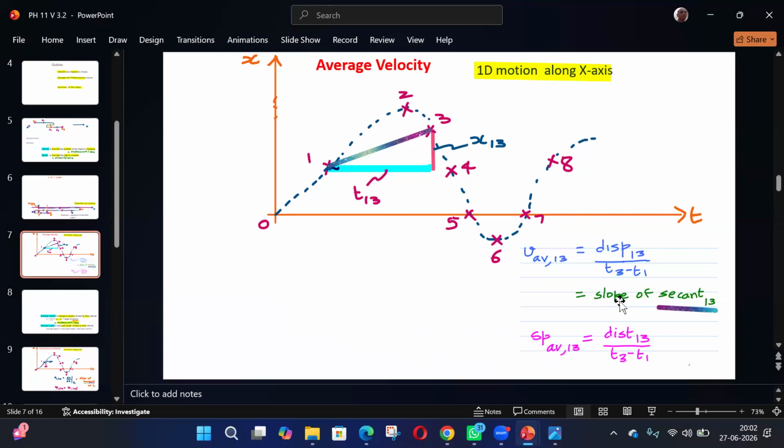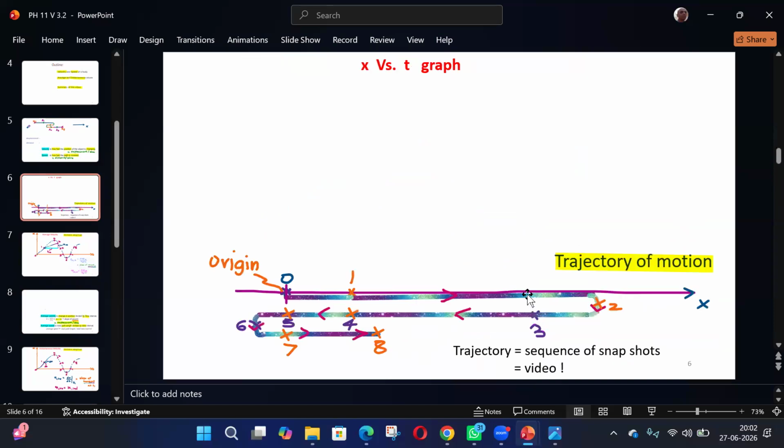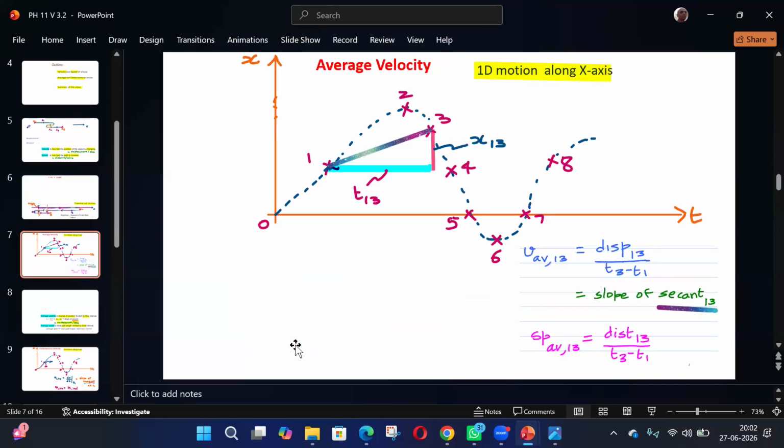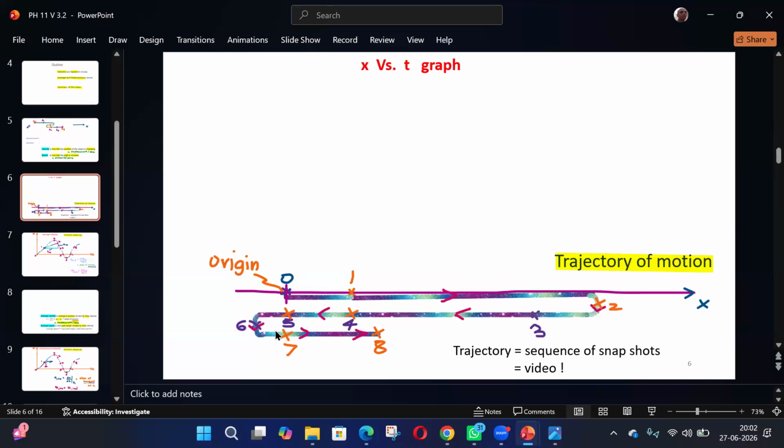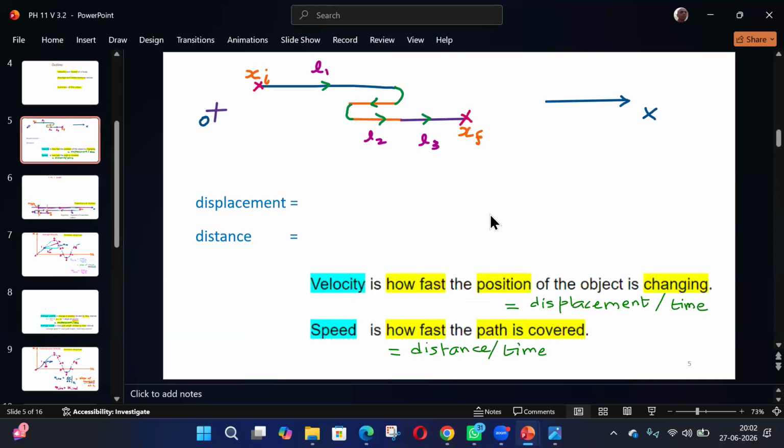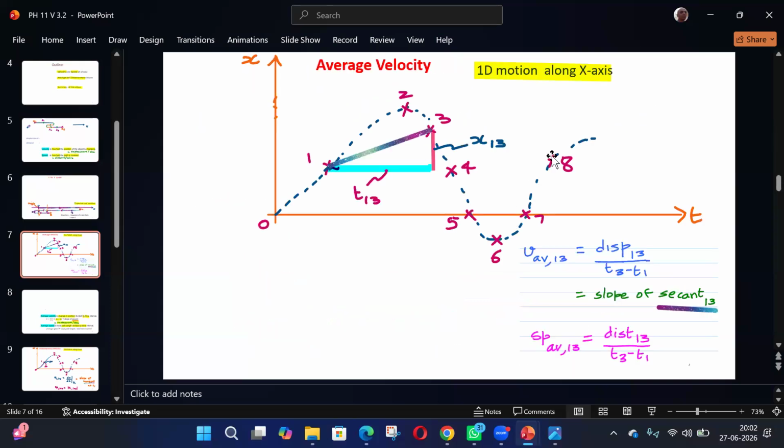Okay, and at time instant t5, it has reached the origin here. So time instant t5 is the same as x equal to 0. At instant 6, it has gone on the negative side, so the x value is negative, and at 7 it has come back to the origin again. And t8 is on the positive side, greater than x4.